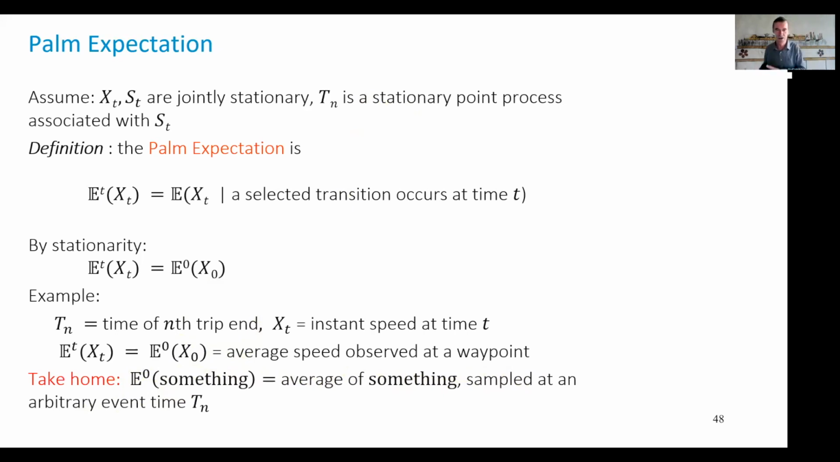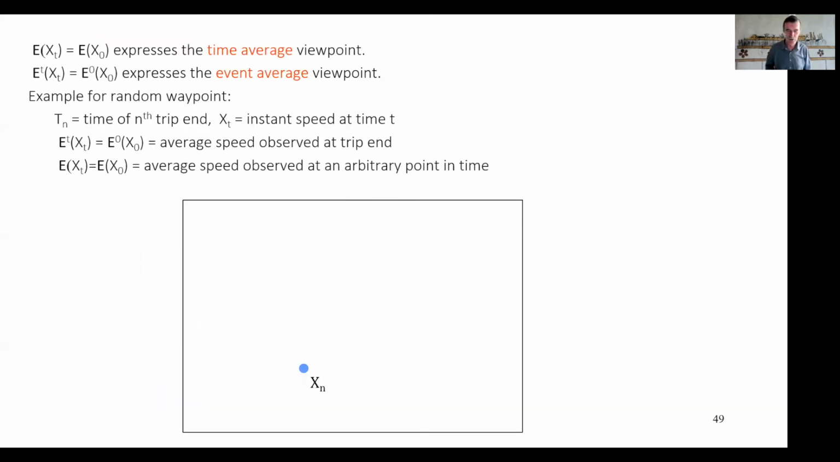That looks very complicated, and we need this formalism to be able to do nice and easy-to-use formulas. But the take-home message is the most important one. The Palm expectation of something that is measured from a stationary process or a stationary simulation is the average of what we obtain, average in the general sense. Something may be any question we ask, for example, what is the quantile? So it is the average of something sampled at an arbitrary event time Tn. That corresponds to the event viewpoint.